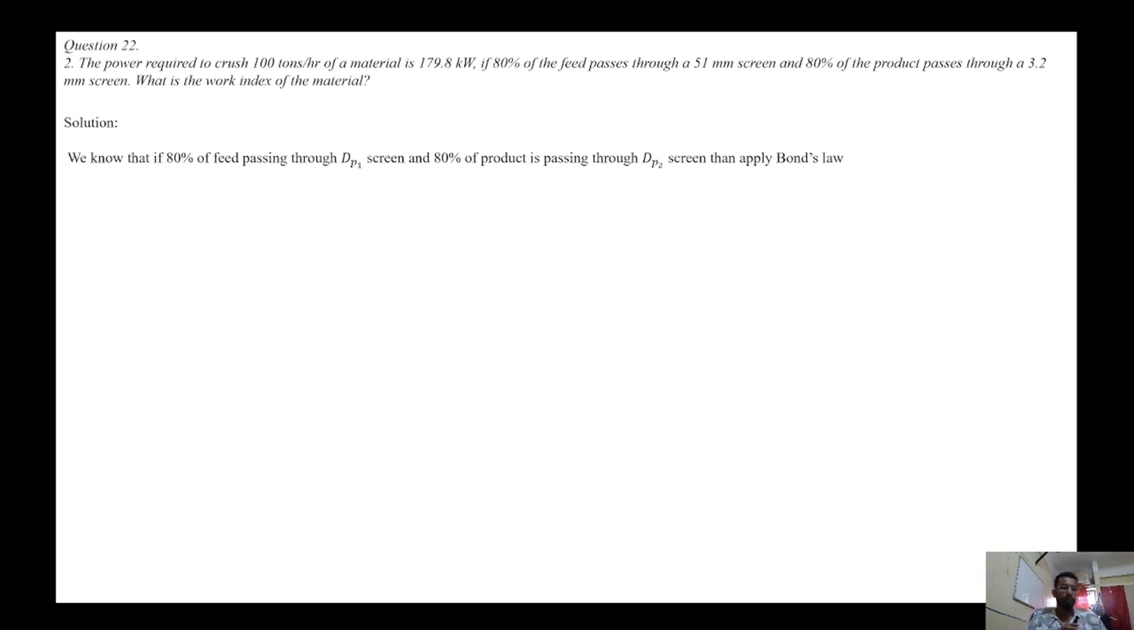So that is question 22, and the question is saying, actually the first question was theoretical, define what is work index. So I just skip that question. So we will start from the second question.